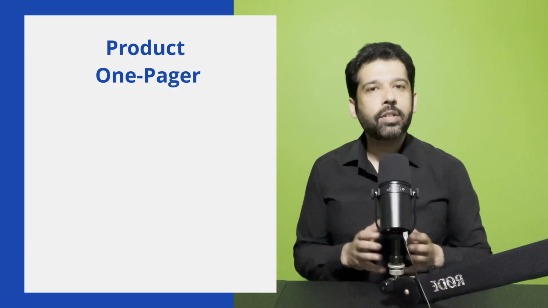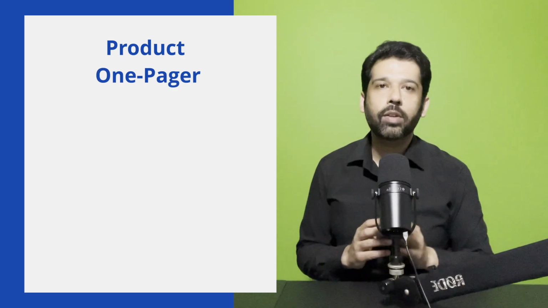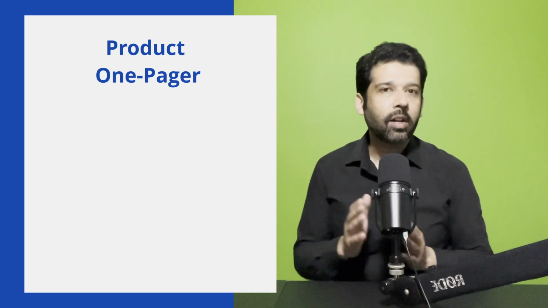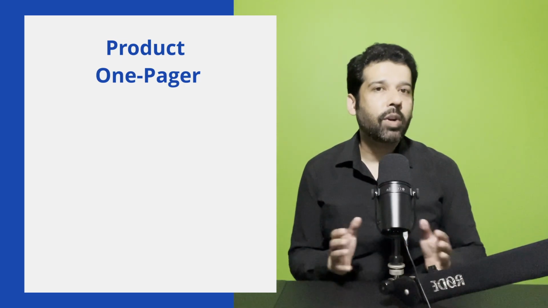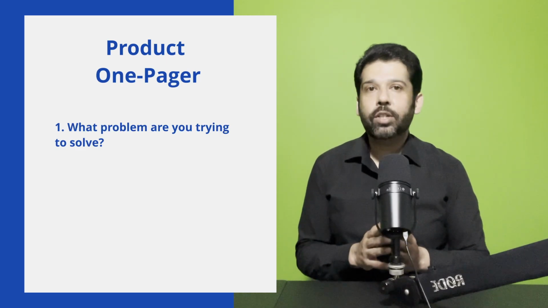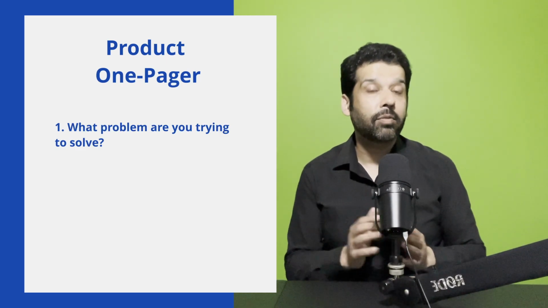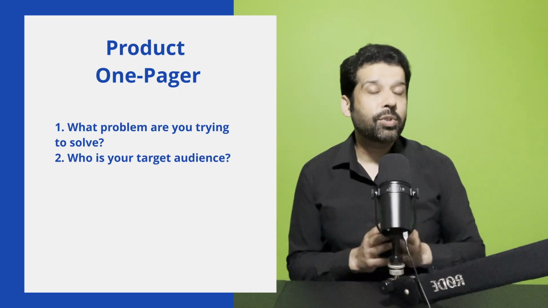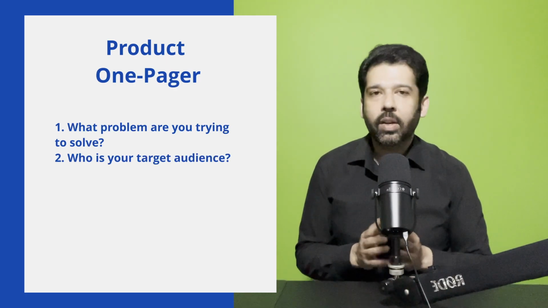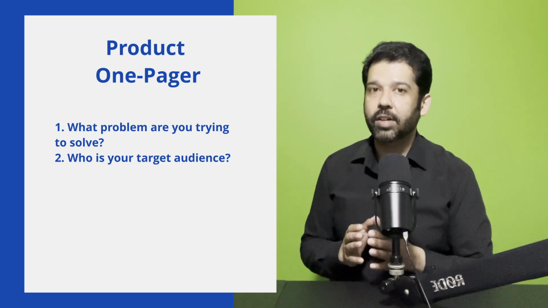A Product One Pager is a simple and single page document that answers 5 key questions to help you communicate your product idea clearly and quickly. Let's break them down. First question is, what problem are you trying to solve? In this section, you explain what is the core user pain point and why does the problem matter for the user. Second, who is your target audience? Meaning who exactly is experiencing this problem. In this section, you think about their needs, context, and behavior.